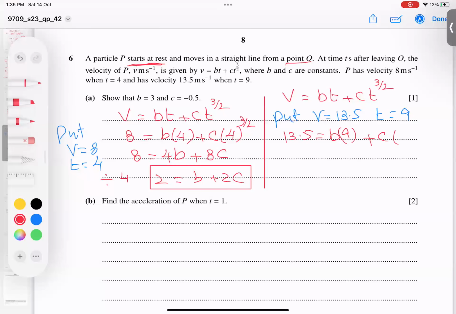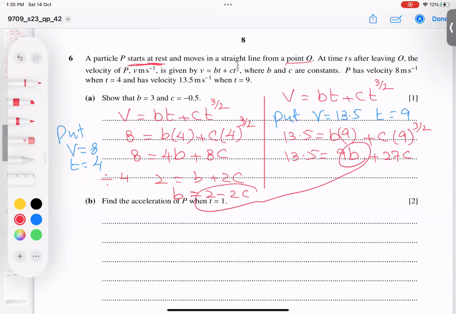And C and 9 to power 3 by 2. So 9 power 3 by 2 is 27. So 13.5 equals 9B plus 27c. Okay, I think I should make B the subject from here. B subject becoming what? This will go there. So 2 minus 2c. So this value 2 minus 2c, I can plug into that equation here. So let's try. 13.5, 9 times 2, 2 minus 2c.